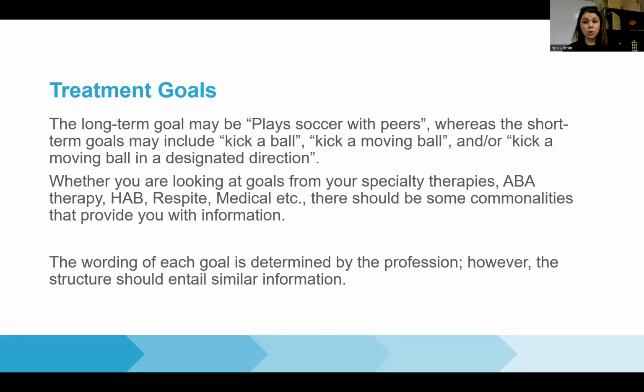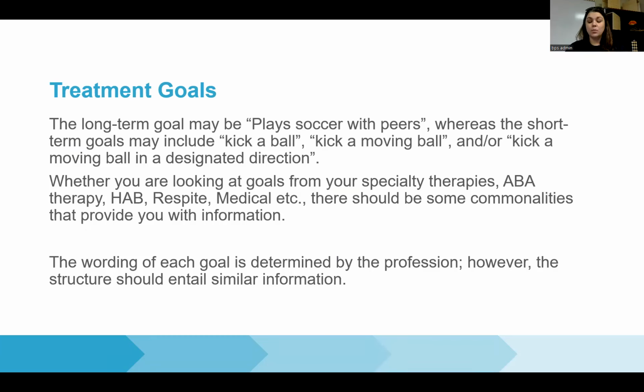Some of the long-term goals that might be built would be play soccer with peers at recess, in the fields, whatever that looks like. But the short-term goals would be much smaller, and they are things like learning to kick a ball, learning to kick a moving ball, kicking a moving ball in a specified direction, right? Those are small pieces of the much larger goal, so that I can figure out what pieces need to be tailored and which deficits are at play so that I know what needs to be worked on.